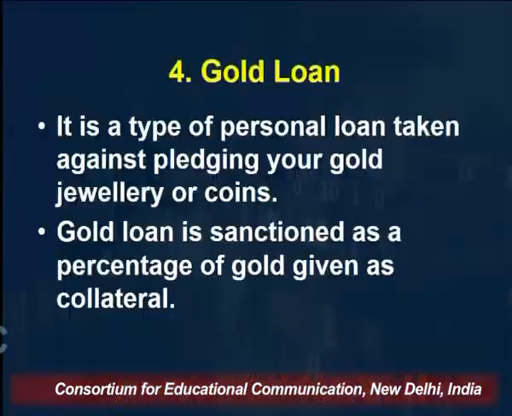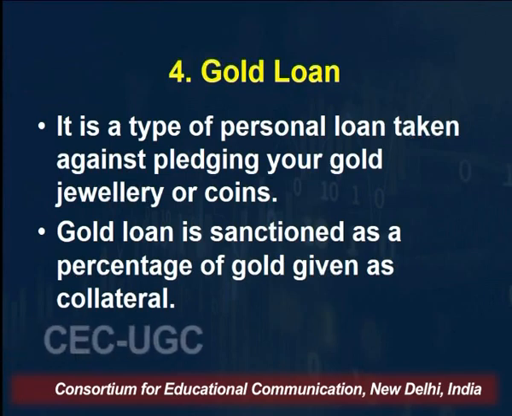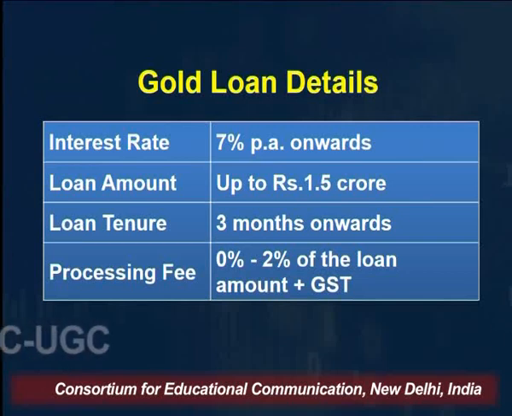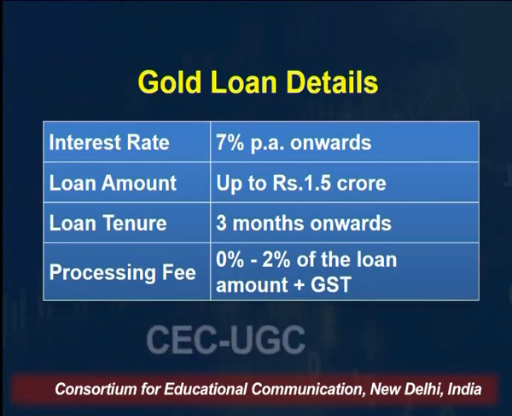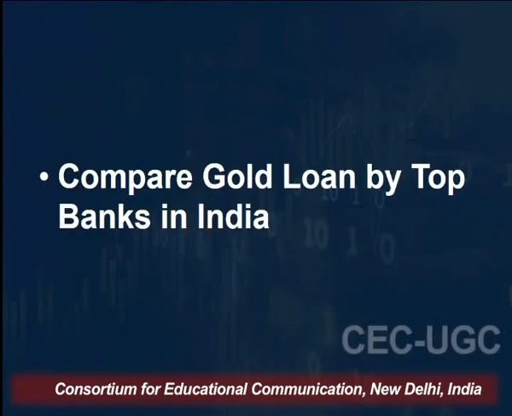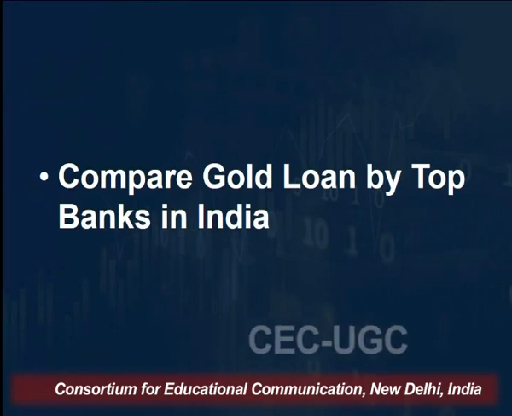The next type of loan is a gold loan. It is a type of personal loan taken against pledging your own gold jewelry and coins. The gold loan is sanctioned as a percentage of the gold given as collateral. So the interest rate is 7% per annum onwards. The loan amount is up to 1.5 crore. The loan tenure is 3 months onwards and the processing fee is 0% to 2% of the loan amount plus GST.